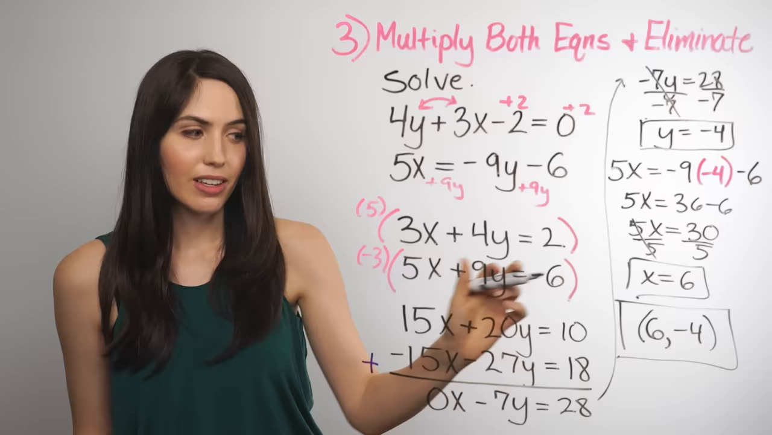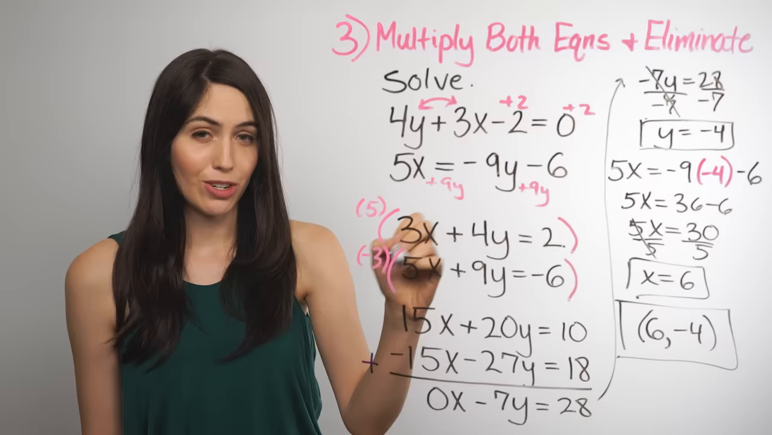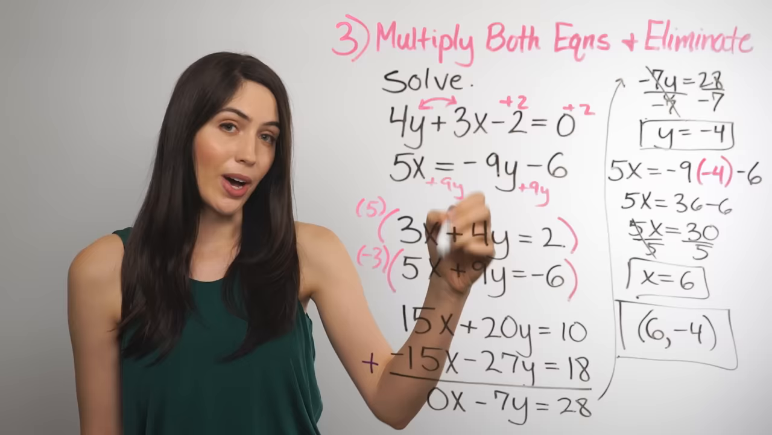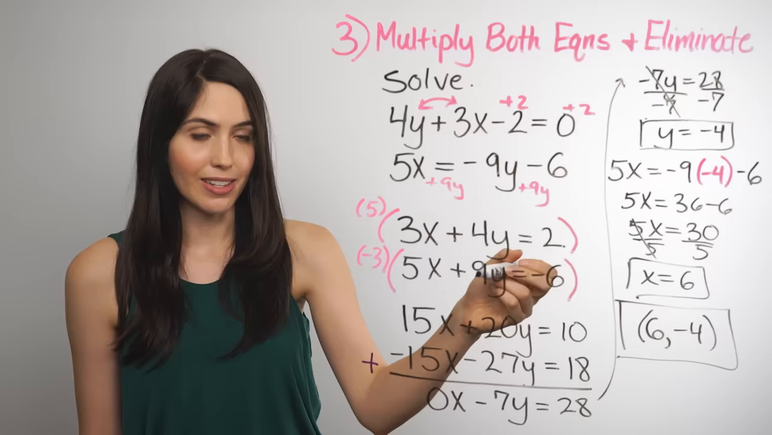Also, remember, with elimination, you have a choice. There's not one right way. I focused on the x terms and made sure those canceled with 15 and negative 15. You could just as easily have focused on the y terms and made sure those canceled with an LCM of 36, 4 times 9, 9 times 4. So 36 and negative 36 so that they cancel. That's fine. You have a choice.